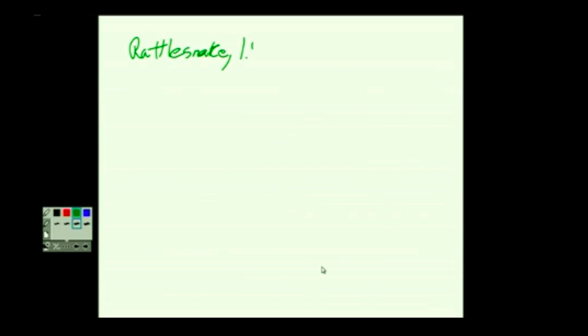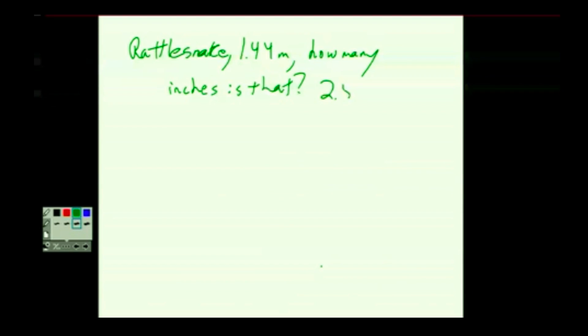A rattlesnake is 1.44 meters. I want to know how many inches is that? And I want you to do it this way. You have to use this fact: 2.54 centimeters equals 1 inch. Must use that fact.